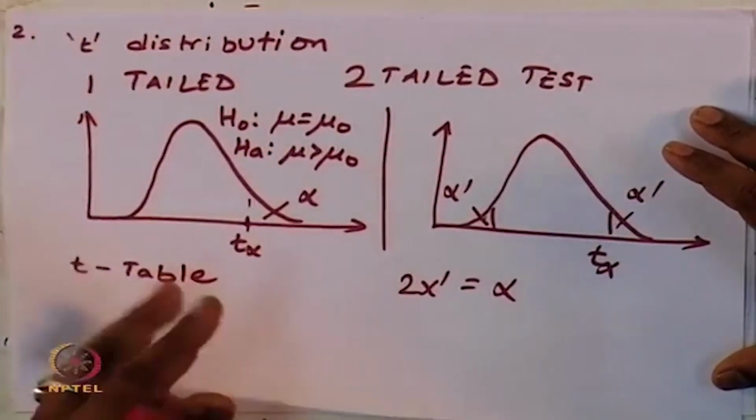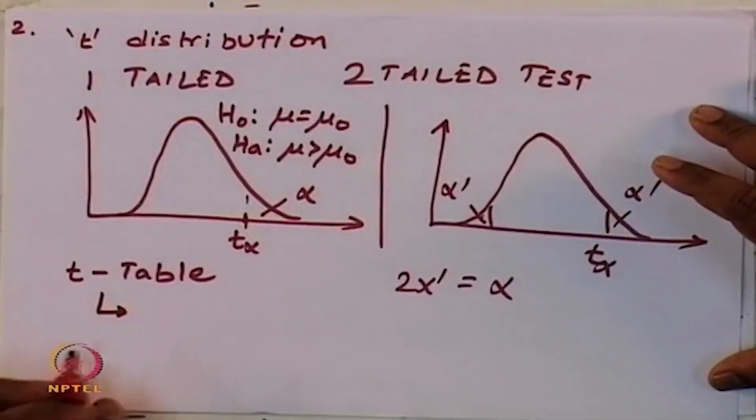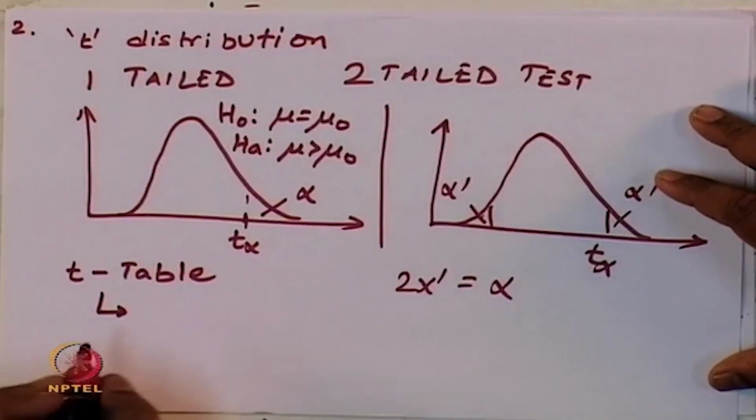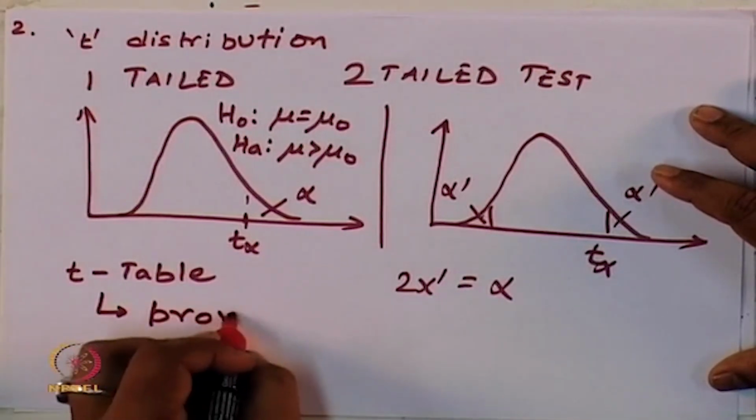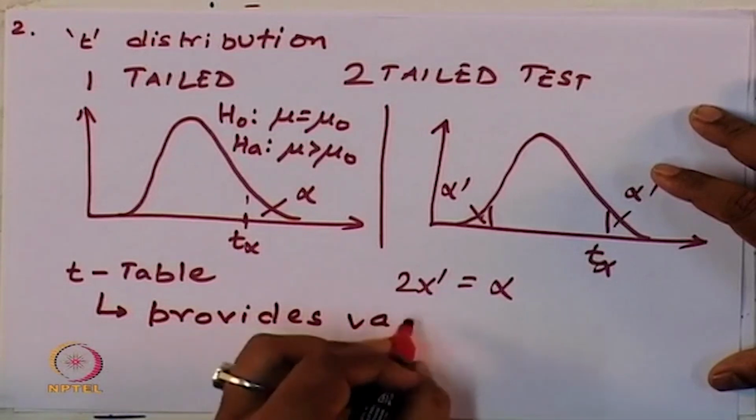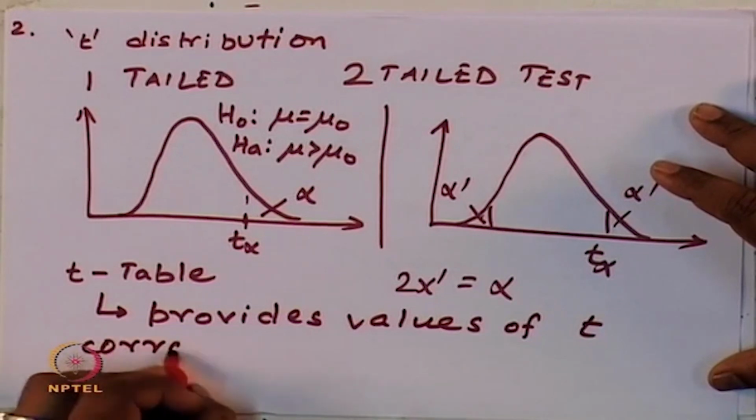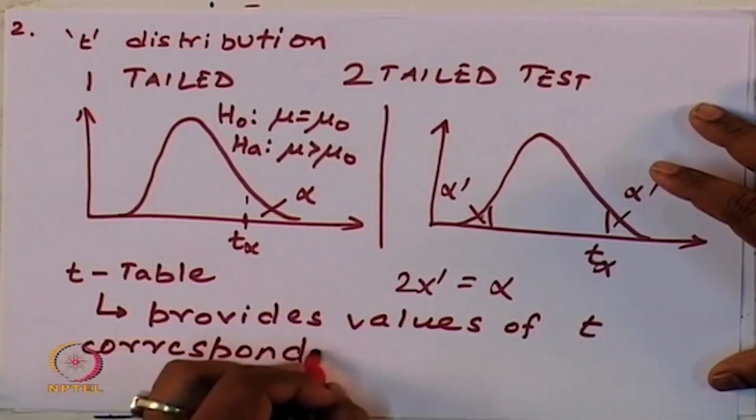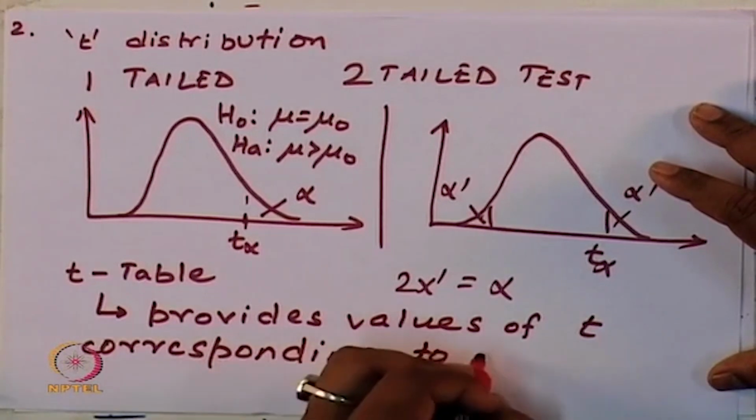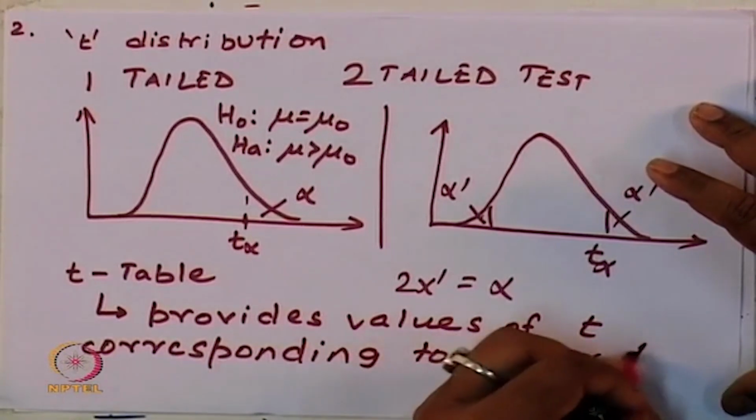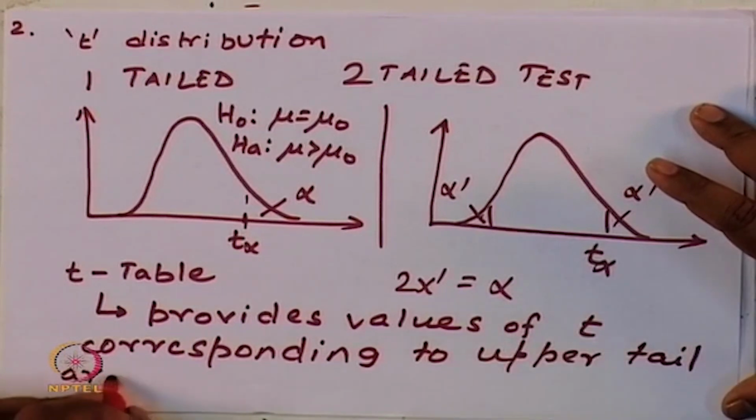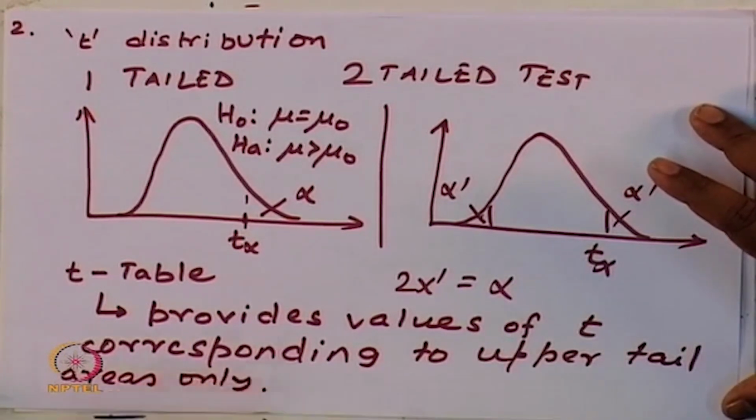So, let us take a sample example. Let me again assert that the t table only provides the values of t corresponding to upper tail areas only. So, let us take an example to see it.